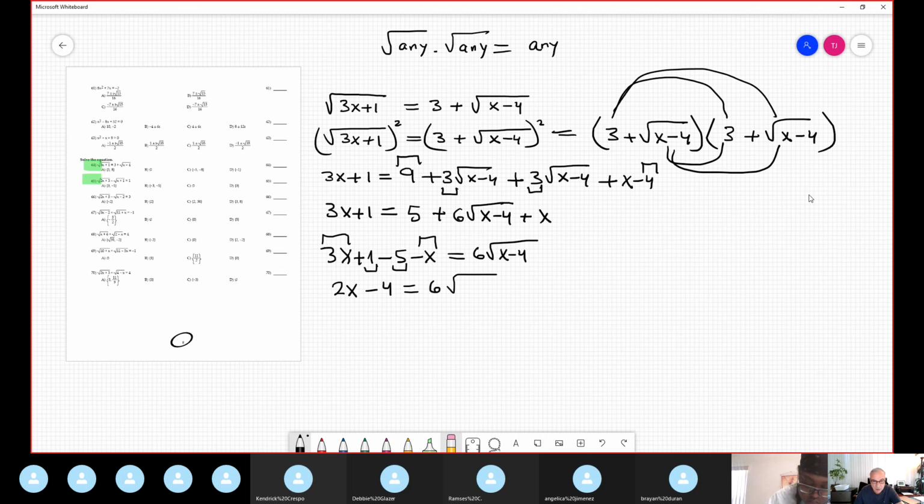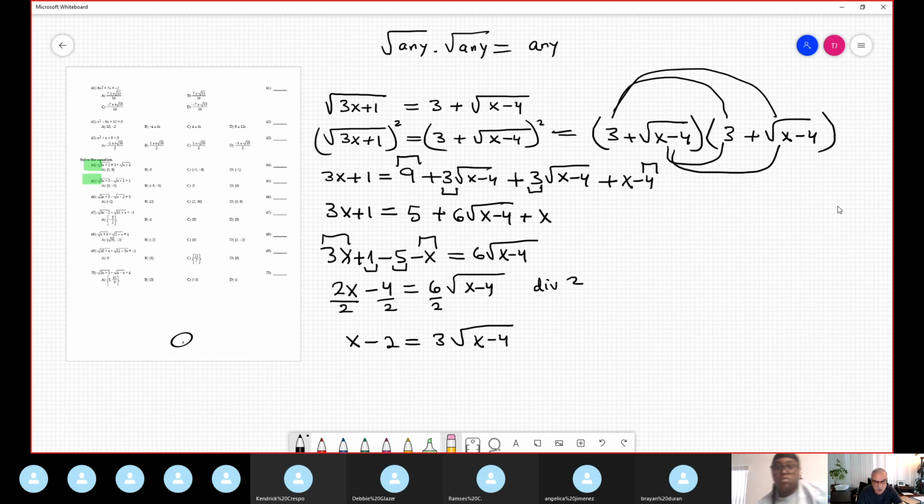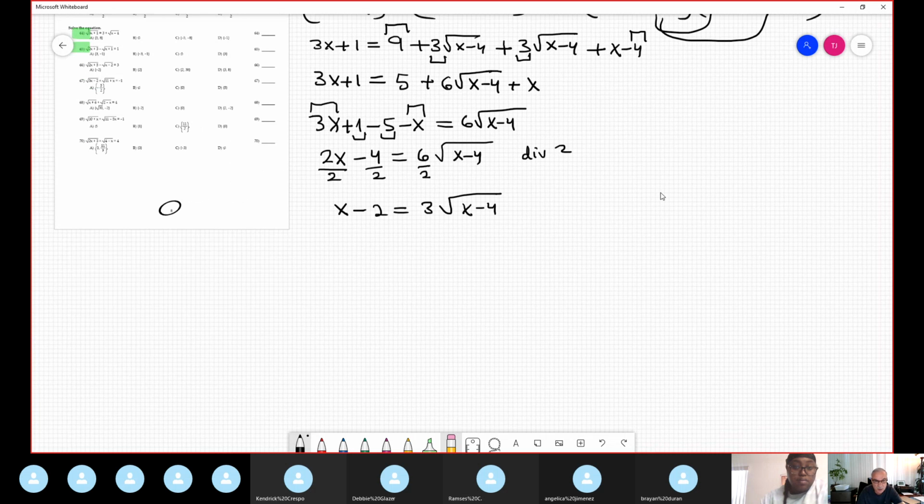In that moment, I saw every coefficient in this equation is even, so there is no reason to have it like that. You divide by 2. If you divide by 2, look. Of course, divide outside, not inside the radical. You have x minus 2 equal to 3 times radical x minus 4. And this is the crucial moment in which you eliminate the second radical. You square both sides.